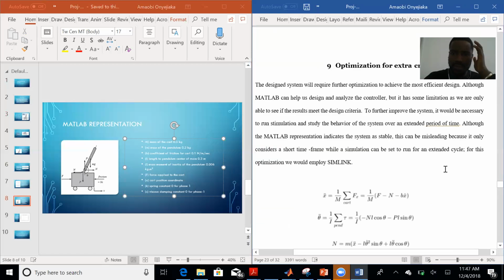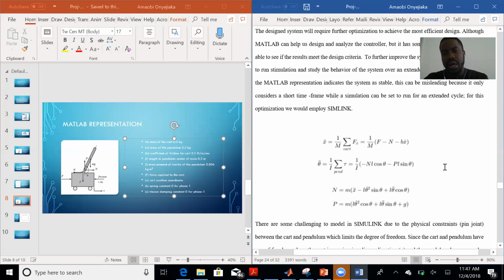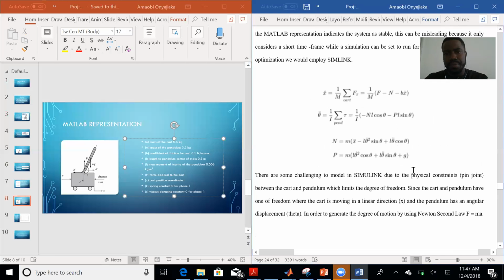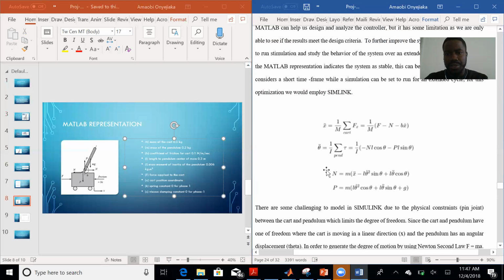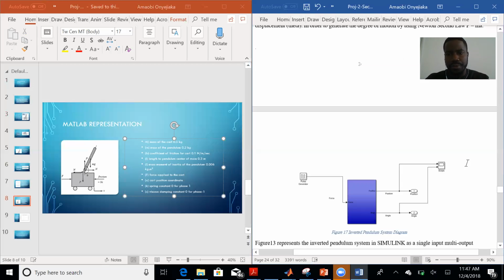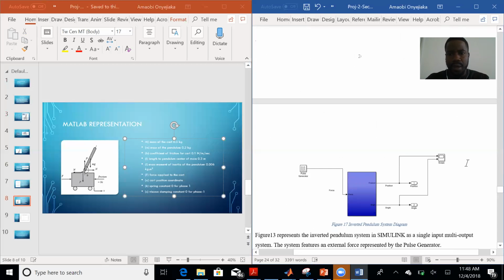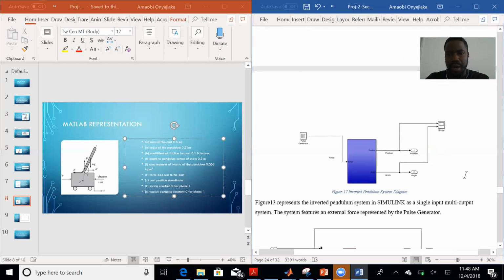And here, this is when we optimize the system. First, we establish our equations. This is the equation of motion for the acceleration of the car. This is the acceleration of the pendulum. These are the external forces working on them, and N is the normal force of the pendulum acting on the car.